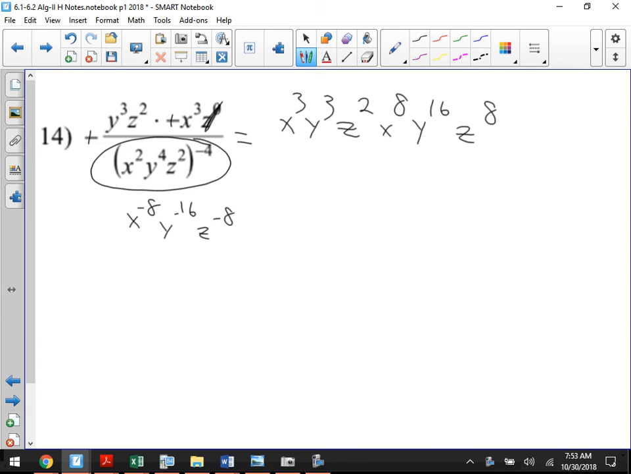Okay. I like to put things in descending order. I'm thinking x, y, z. I'm just putting those in order. It doesn't matter. 3 times 3 is 3 times 2. So now I start combining them. I have 11 x's, x to the 11th. I have 19 y's and 10 z's.